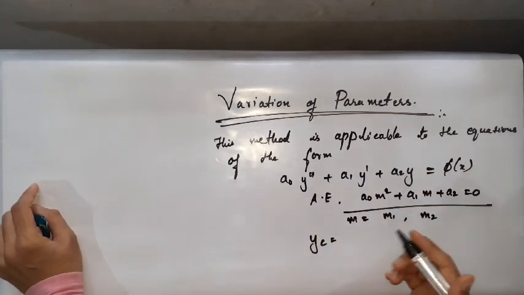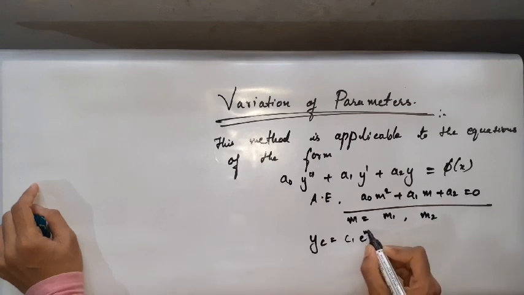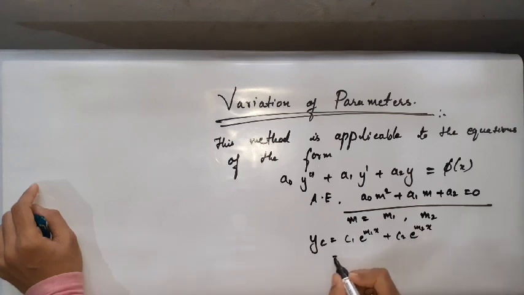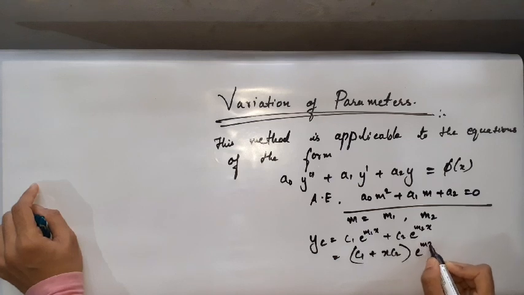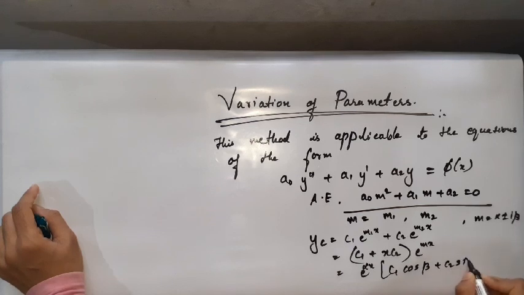Then if they are real and distinct, you write c1 into e to power m1 into x plus c2 into e to power m2 into x. If the roots are real and equal, you write something like this. Okay, and if the roots are imaginary, you write e to the power, suppose m is alpha plus or minus i beta, I have already explained it, so alpha into x, c1 cos beta x plus c2 sin beta x. Okay, so this is what you do with yc.